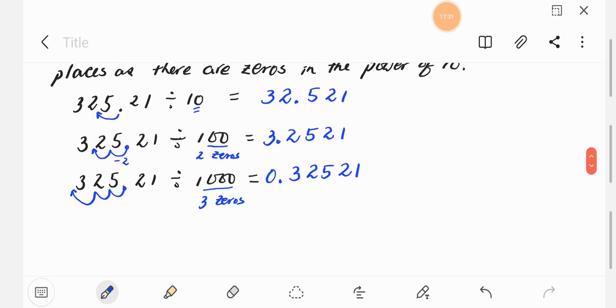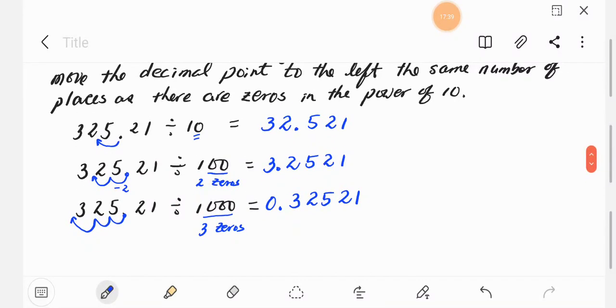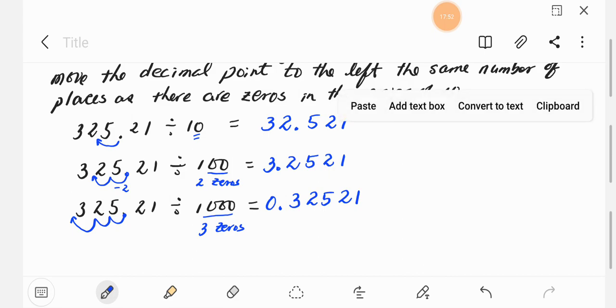So when you divide by a power of 10, make the original number smaller. So move the decimal point to the left, the same number of places. And when you multiply a decimal number by a power of 10, then make it larger, right? So move the decimal point to the right. But this time we are dividing, so move the decimal point to the left so that the original number will be smaller.